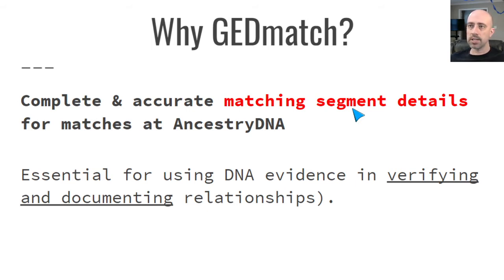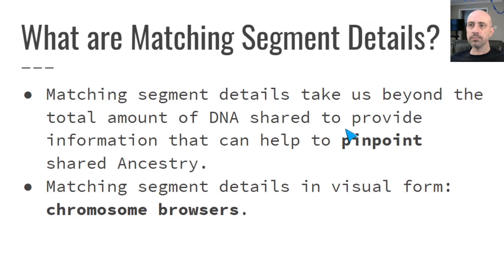And I emphasize Ancestry DNA here over and over again because Ancestry DNA, although it's the biggest database with 23andMe close behind, withholds the matching segment details that are so important in verifying and documenting relationships in ways that cannot be done without matching segment details. So over and over, I'll emphasize that if you're at Ancestry DNA and you're only on Ancestry DNA, GEDmatch is very important. So I've mentioned matching segment details over and over and over again.